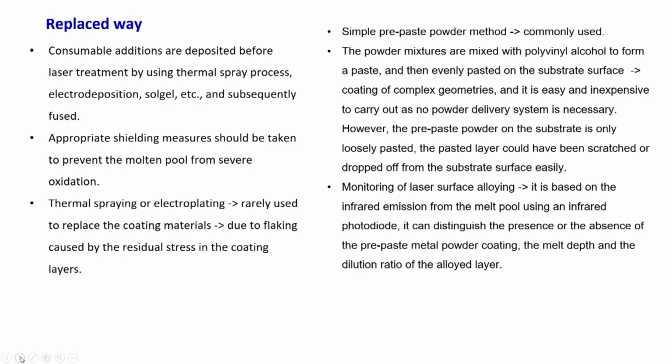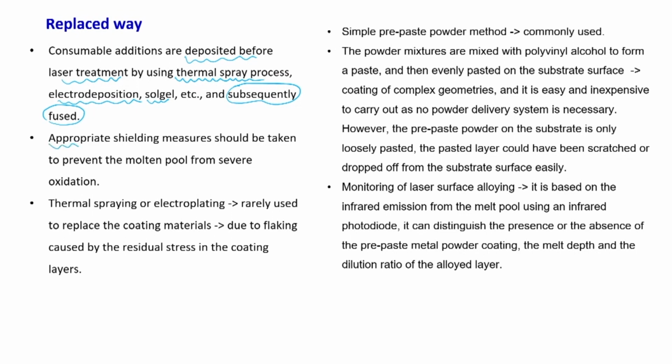But as I mentioned in my previous slide as well, there is another way. So, we can have the replaced way. In this mode of feeding, the consumable additions are deposited before the laser treatment. So, we have to deposit the consumable addition over the work part, and this may be done either by using thermal spray process or electro deposition or sol gel kind of method, and afterwards we are fusing it by applying the laser beam. So, subsequently we will be fusing that to the substrate by using laser beam process.